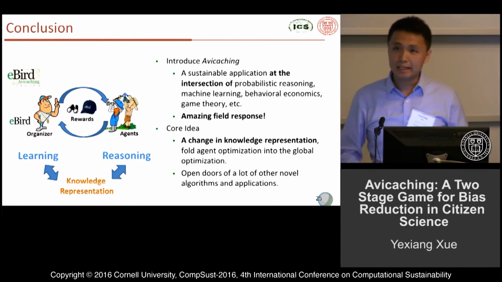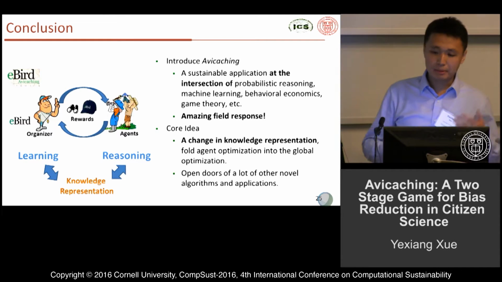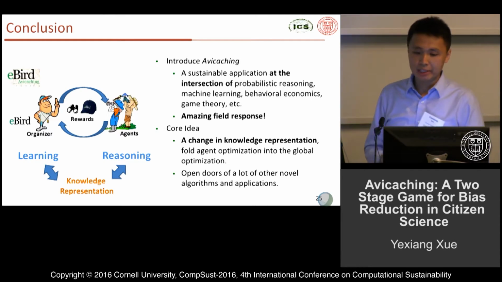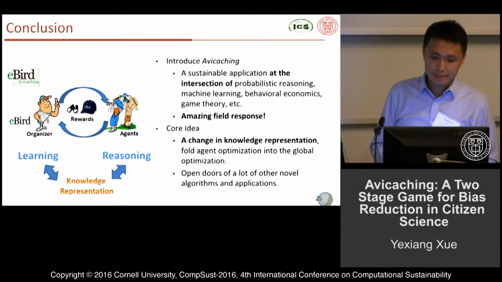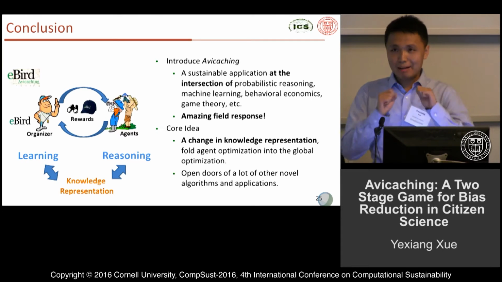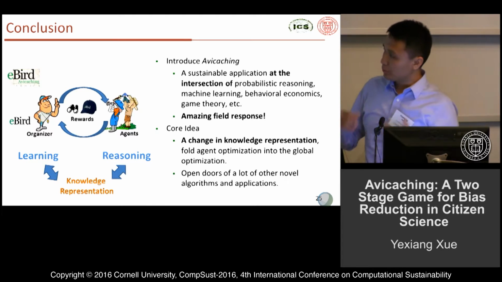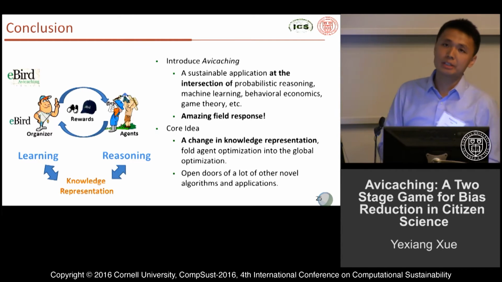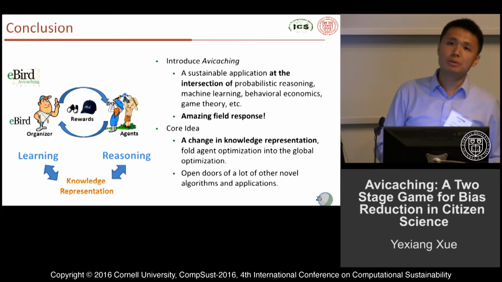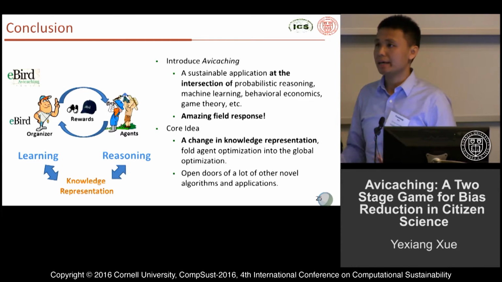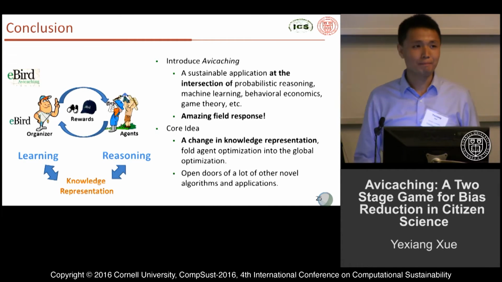So to recap, I introduced you to Avicaching, a two-stage game at the intersection of probabilistic reasoning, machine learning, behavioral economics, game theory, and so on. We achieved a great field response. And the core idea to solve the bi-level optimization problem is a change of knowledge representation, to fold the agent optimization problem as linear constraints into the global problem. And this idea opened doors to a lot of novel algorithms and applications. With that, I would like to thank you and take questions.